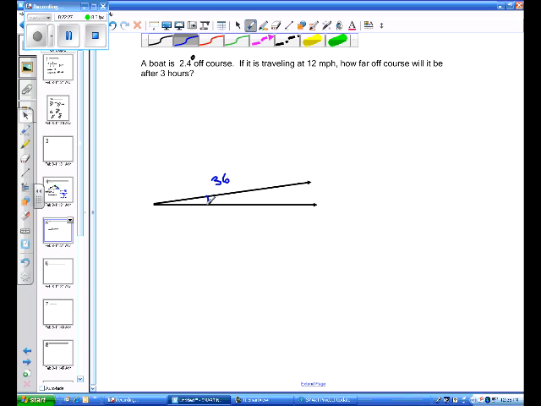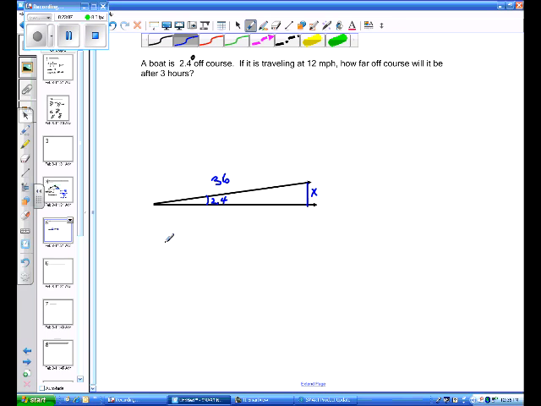And we were off by 2.4 degrees. Okay, we want to know then how far are we from where we really should have been? Well, if this were our line of travel that we were supposed to be, we want to know then this distance. How far are we from where we actually should be? Where did we end up in comparison to where we should have ended up?